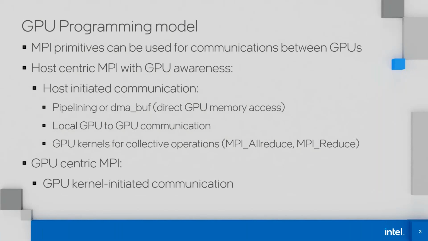So you still call the MPI primitive from the process on the CPU, and the primitive is running on the CPU. But there is some synchronization with the GPU, and there is some overhead to start operations on the GPU. And another type is GPU-centric MPI, where operations with the GPU are initiated from a GPU kernel. With this model, you can call MPI primitives from a GPU kernel.